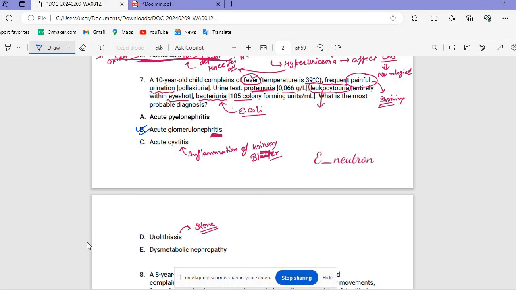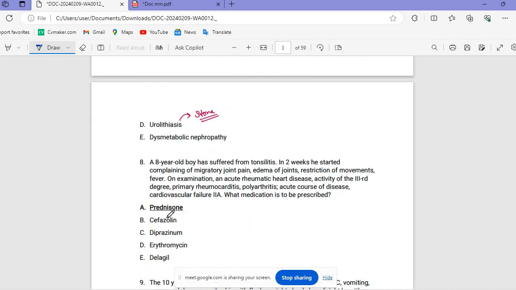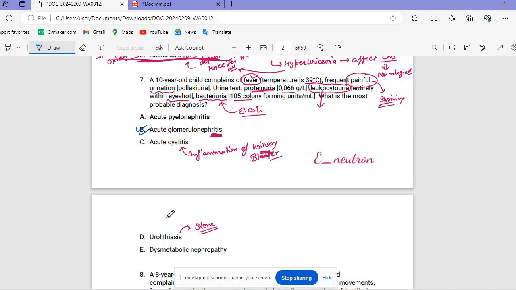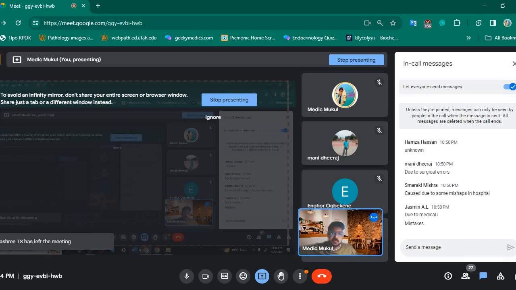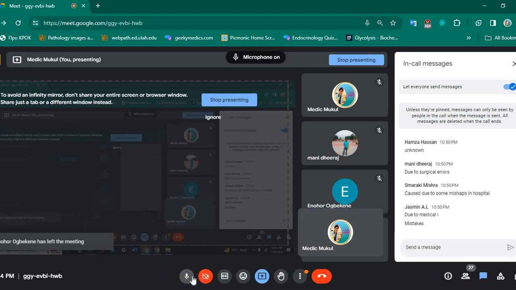So this one was acute glomerulonephritis. If there is inflammation, I'm giving you 2 minutes to revise everything and take a small water break. Just a 2 minute break, don't leave.